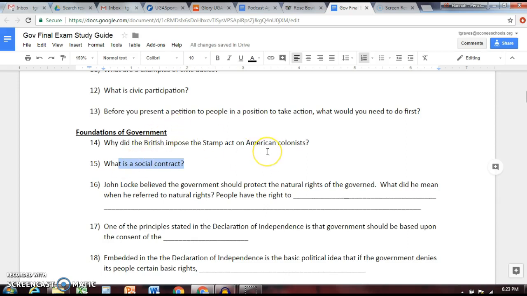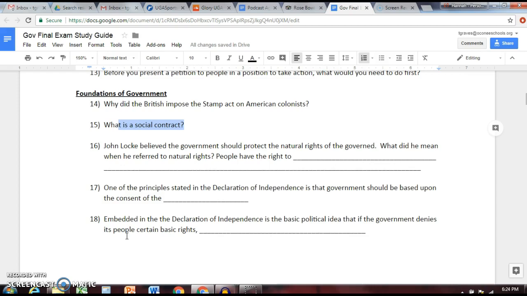Number 17, one of the principles stated in the Declaration of Independence is the government should be based upon the consent of the governed. And this is the concept of popular sovereignty, right? The consent meaning permission of the governed, of the people. So basically it says that the government has no authority unless the people give the government permission to have authority over them. And that's one of the basic principles that the United States was established on.